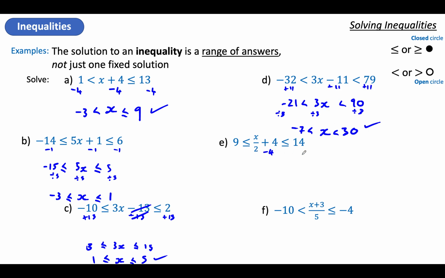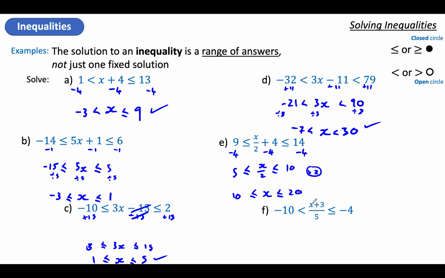Over here, let's take away 4 to get 5 is less than or equal to x over 2, or half x. 14 take away 4 is 10. And then I'm going to times by 2. I'm running out of space a little bit, so write that over there. So x is greater than or equal to 10, but less than or equal to 20.